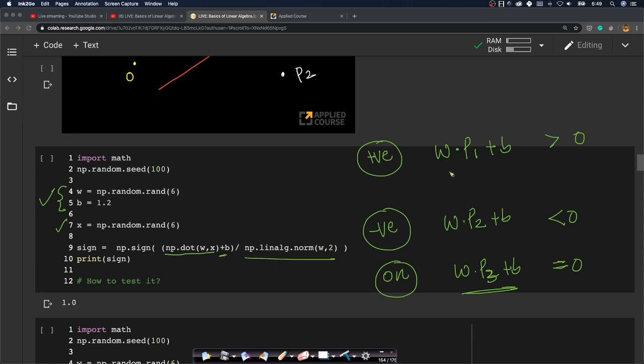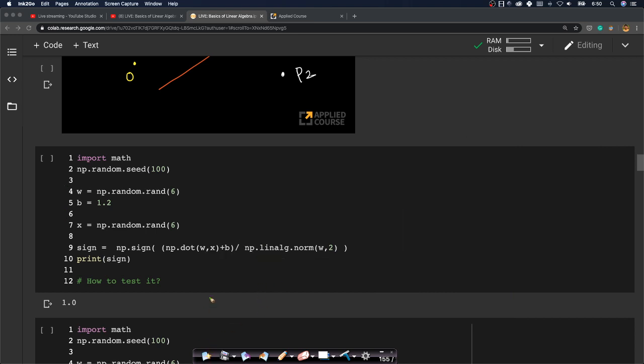Oh, sorry, I forgot to mention this. I keep assuming that W is a unit vector. If W is not a unit vector, you have to divide by norm W. But again, this division doesn't change the sign. That's important because norm W is always positive, so it will not change the sign. So you can actually skip this whole thing if you want. Nothing will change.